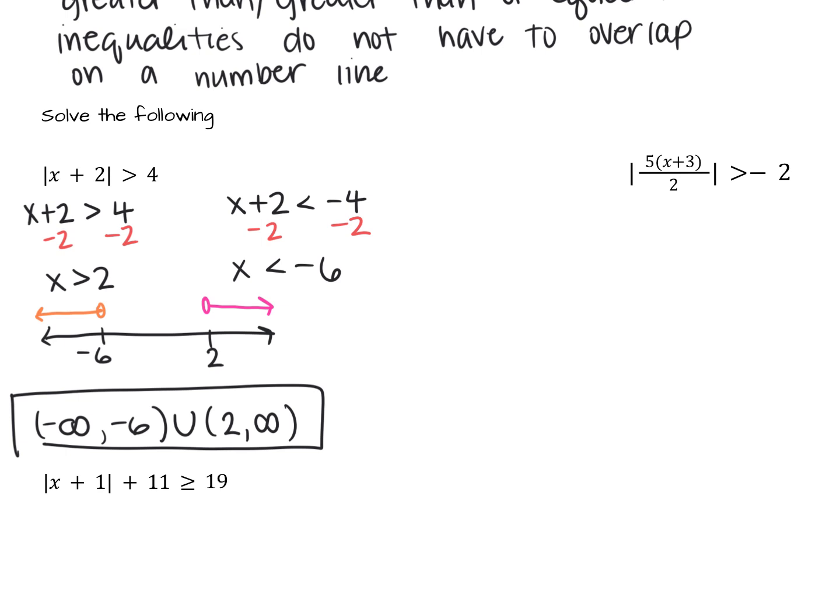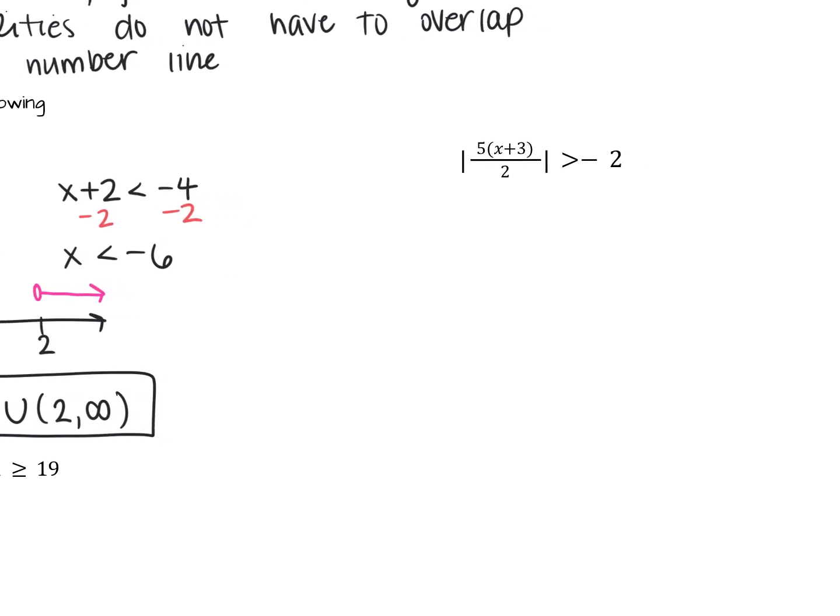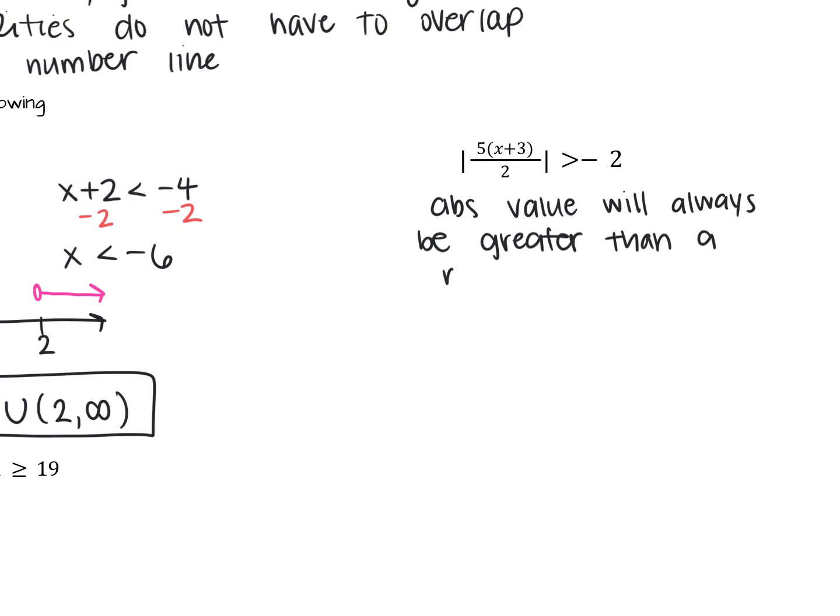So for our second example, we have the absolute value of 5 times x plus 3 all over 2 is greater than negative 2. Instead of solving this, I'm going to relate it back to our first example. If an absolute value can never be less than a negative number, then on the reverse side of things, an absolute value will always be greater than a negative number. So we are looking at something on the reverse side.